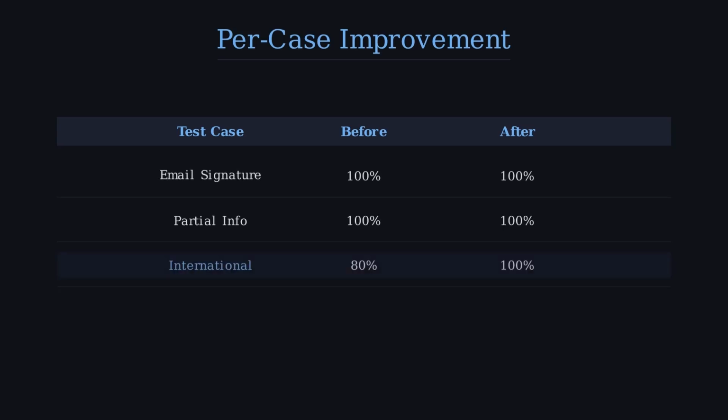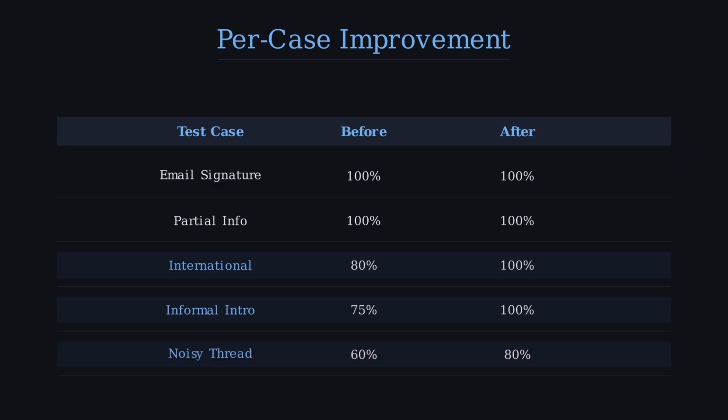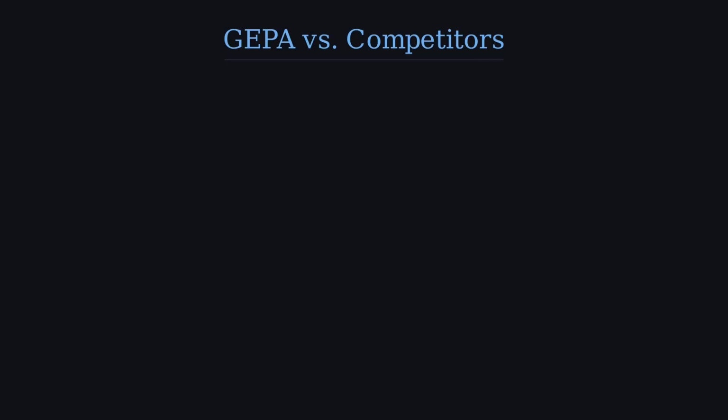Let's look at the per-case improvement. Simple email signatures and partial info stay at 100%, proving no regressions. International format jumps from 80 to 100%. The noisy email thread, the hardest case, improves from 60 to 80%. Even informal introductions climb from 75 to 100%. Systematic optimization works. But this isn't just a toy example.